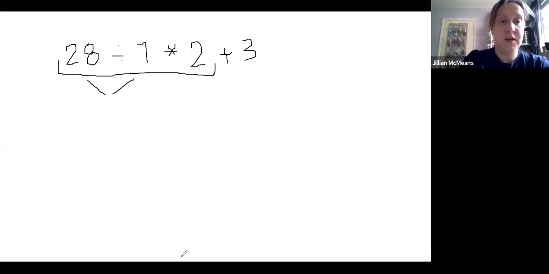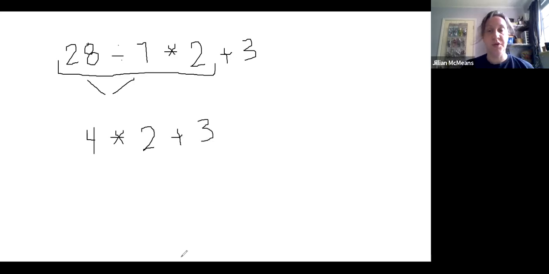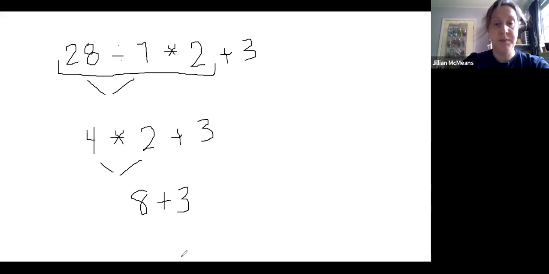28 divided by 7 is 4. And then I'm just going to rewrite the problem. So 4 times 2 plus 3. So now I just have multiplication and addition. According to the steps to the order of operations, I do my multiplication first. So 4 times 2 is 8. And then I'm going to bring down the plus 3. And then my final answer is just going to be 8 plus 3, or 11.